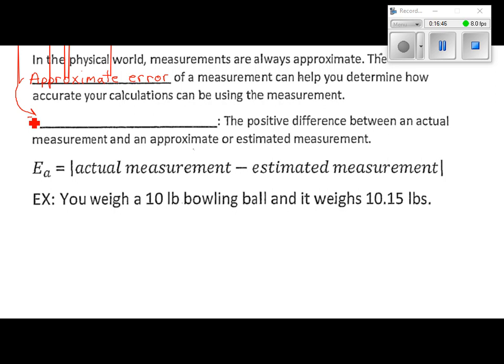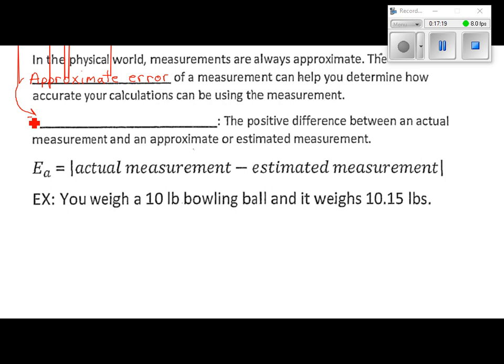This says we weigh a 10-pound bowling ball and it weighs 10.15 pounds. What's the actual measurement? 10 pounds. All right, it's supposed to be a 10-pound bowling ball. So let's say you go to the grocery and you buy a pound of hamburger. What's the actual measurement of that? 1 pound.